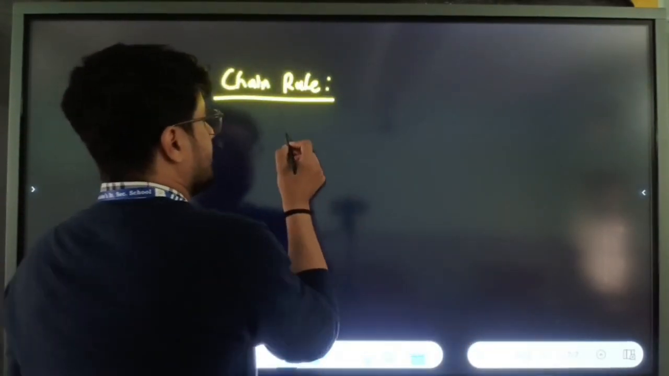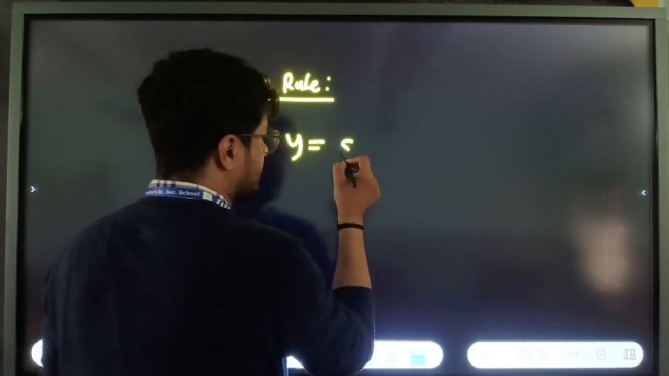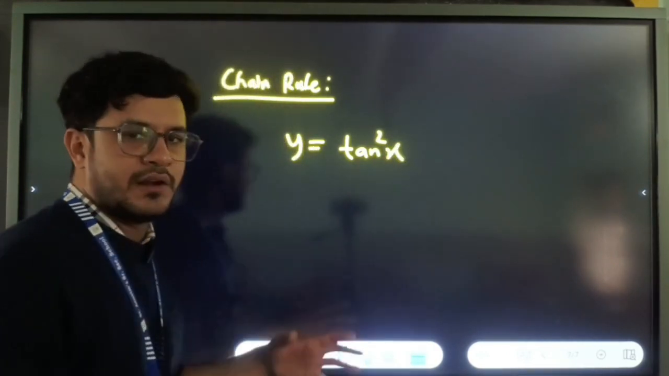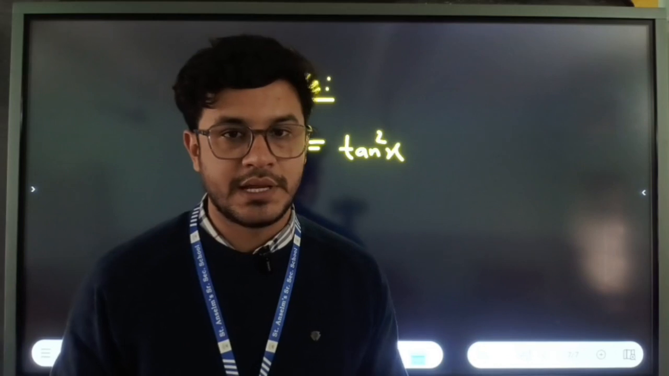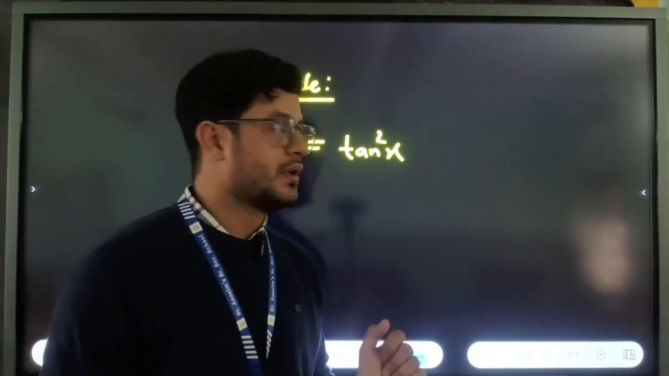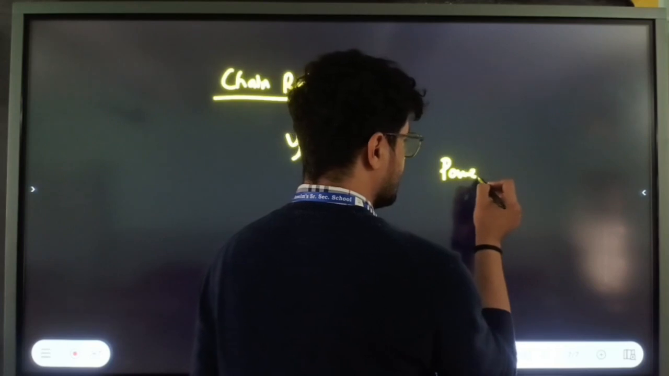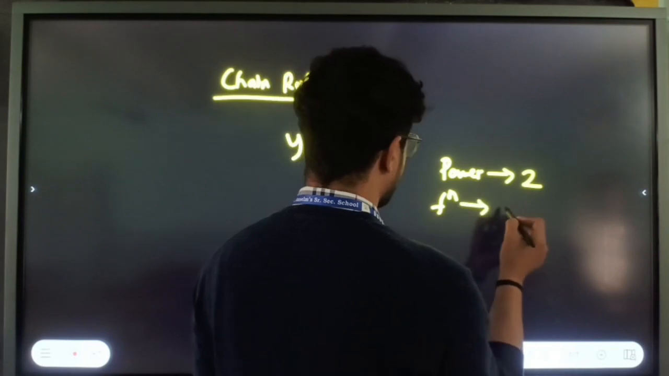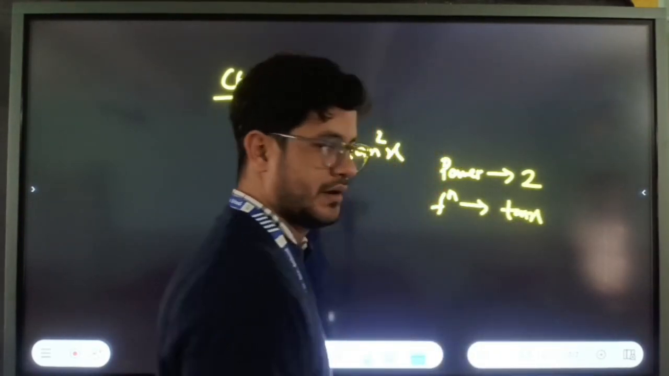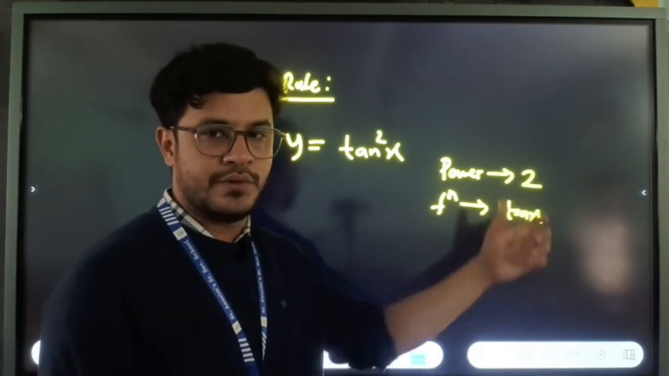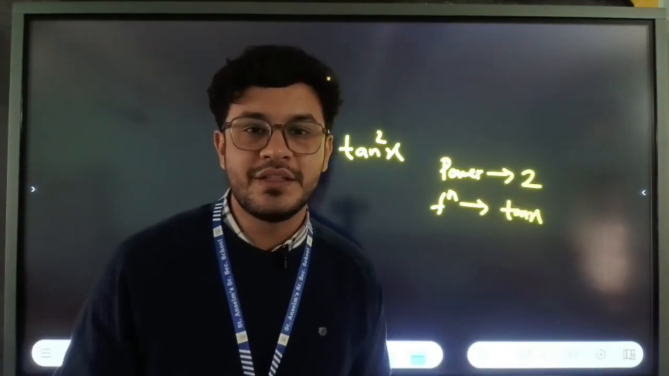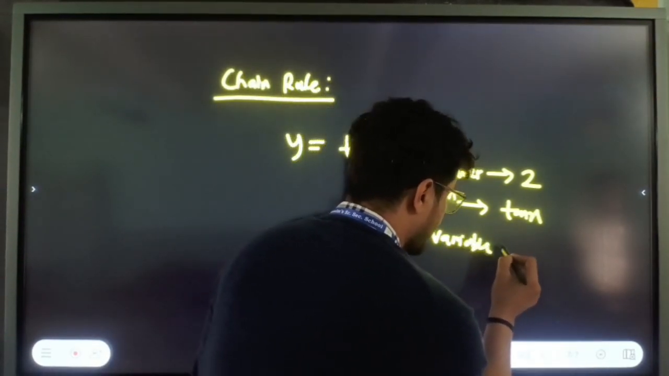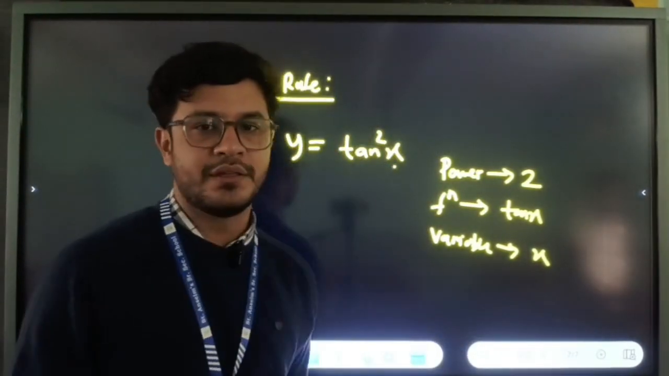Let's take another function, y equals tan square x. Here we are observing this function. What is the power? Can you tell me? The power is 2. Here I am writing that the power is 2. And what is the function? Here we can observe that the function is tan x, not tan square x, because we already considered the power as 2. Then the function is tan x. And what is the variable? Yes, the variable is x only.